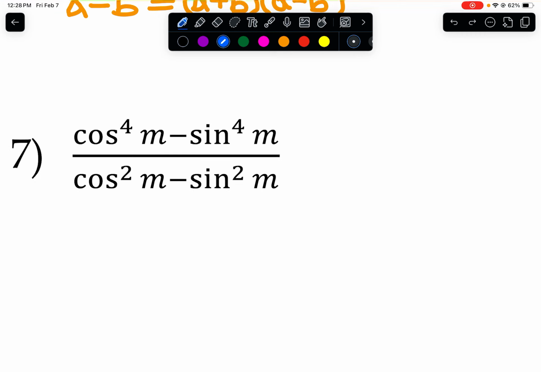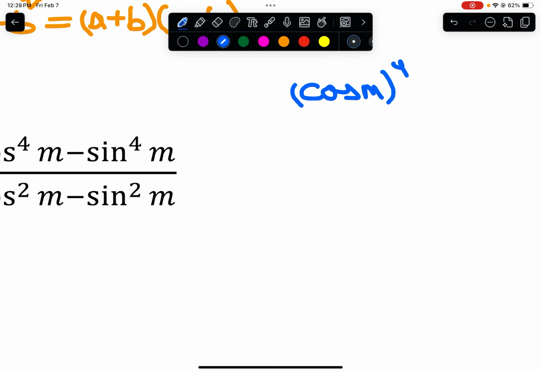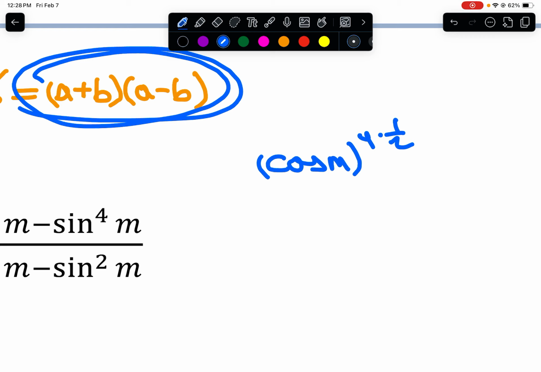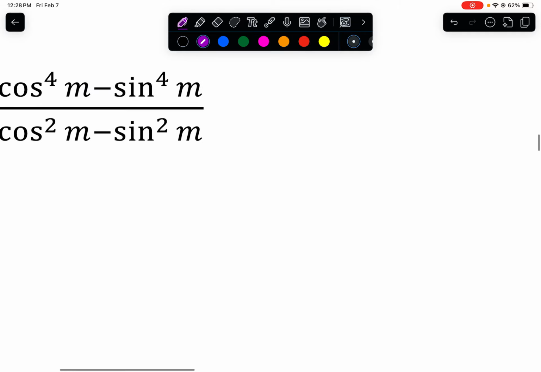Okay, so when I take the square root to find that term, remember this is going to be cosine m to the fourth, and then the square root is the same as just doing the 1/2 power. So when I do the difference of squares, it's going to be all the values squared. So if you're still wondering what the heck that means, that's okay.